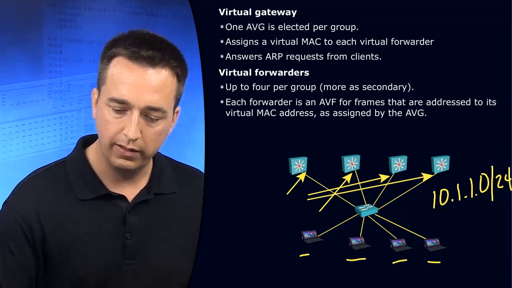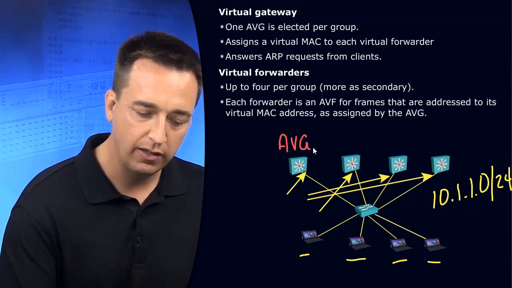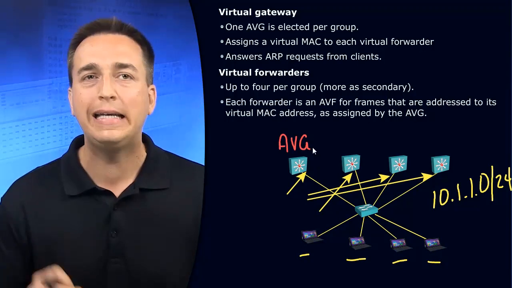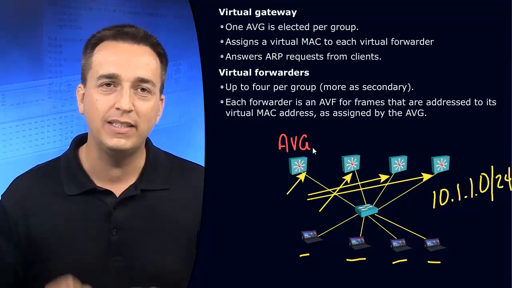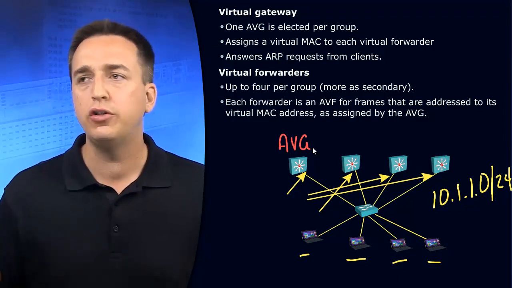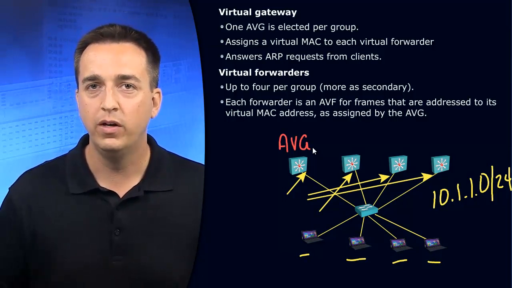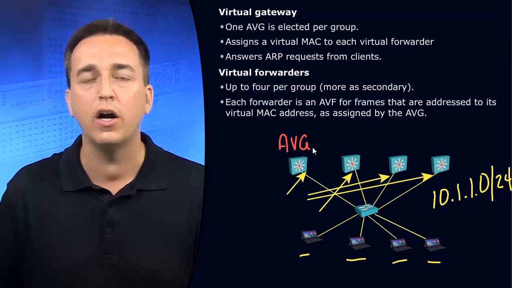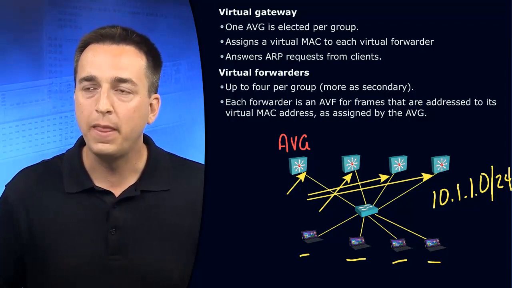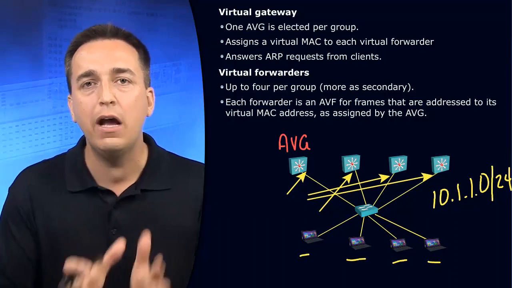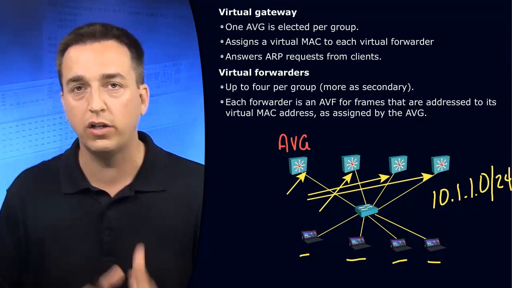There will be an AVG, active virtual gateway, that is elected for the group. And this AVG would be similar to a card dealer in a card game. It is handing out the cards. Well, in this case, the AVG is handing out what? Well, it is handing out the MAC addresses that will be used by the clients.